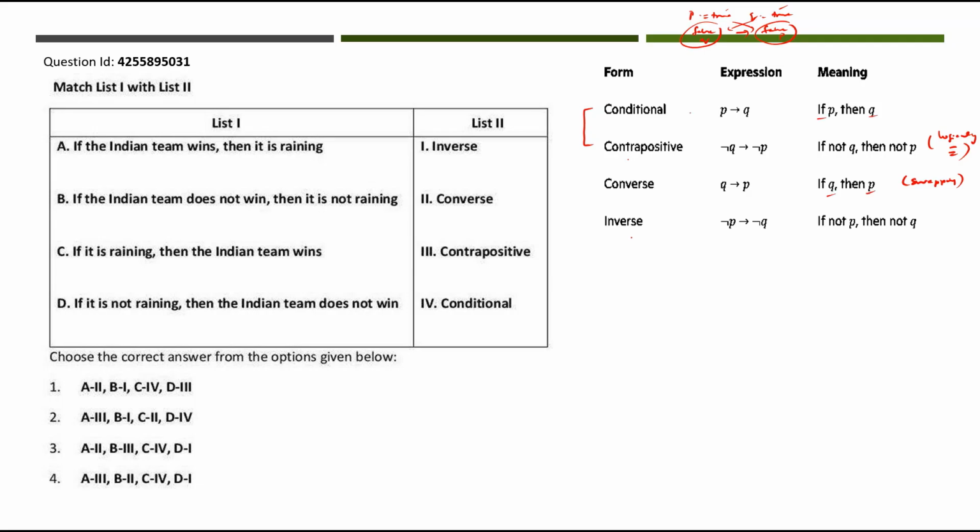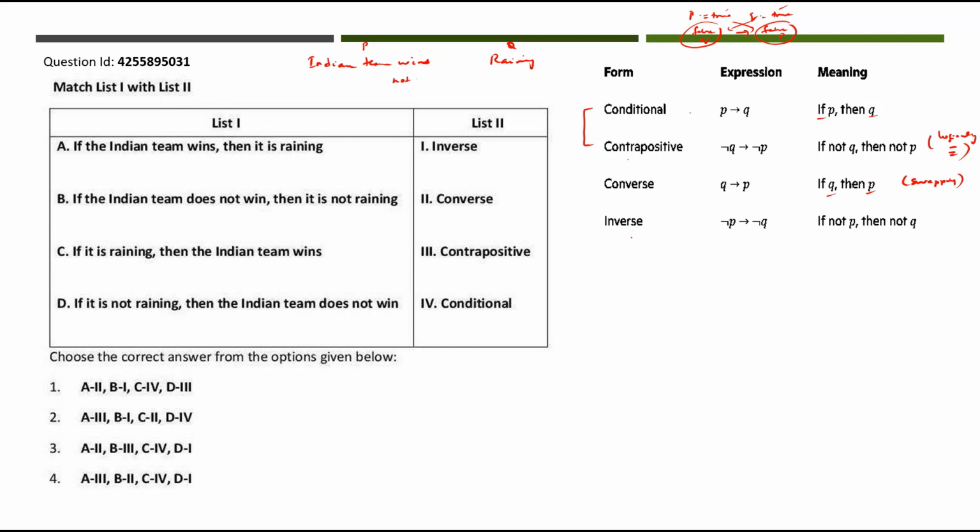There is a big challenge here. We don't know what is P and what is Q. They have given two statements here. Indian team wins, and the next one is it is raining. One should be P and one should be Q. Indian team wins can be taken as P and raining can be taken as Q. We will start with this. We will check whether any of the option is actually matching. If not, we have to take Indian team to be Q and raining to be P. So first we will start with Indian team wins to be P.